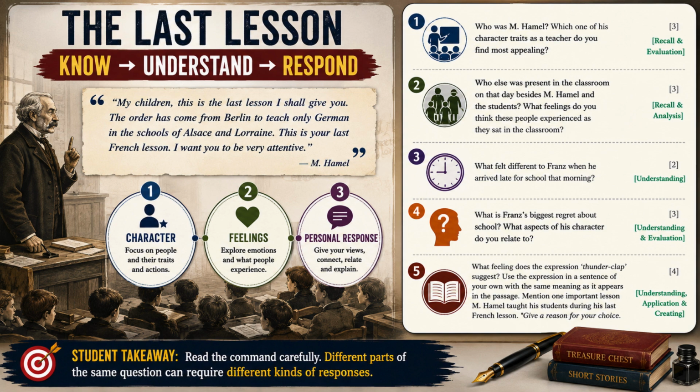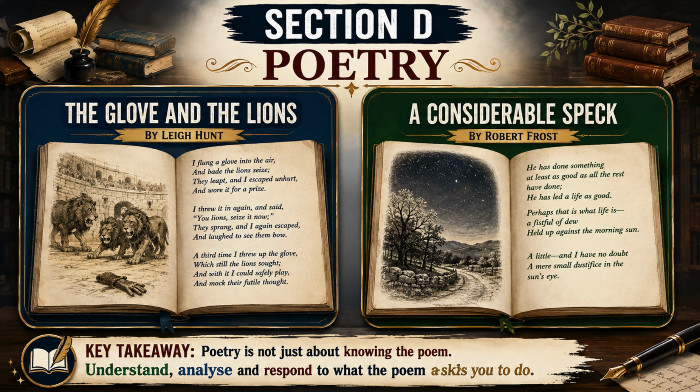And the final question combines several tasks. You have to understand what the expression, thunderclap, suggests. You have to use the expression in your own sentence with the same meaning. And then you have to mention one important lesson M. Hamel taught his students and give a reason for your choice. So here again, the question is making you move from remembering, to understanding, to responding, and in some parts, using the idea yourself. Now we come to section D, poetry.